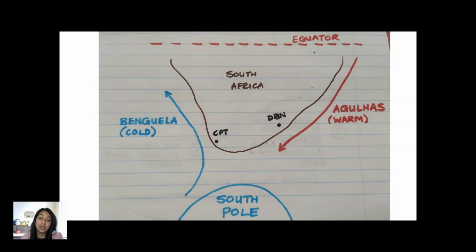Whereas on the Western Cape by Cape Town, we have the Benguela current, and that is a cold ocean current because it comes from the poles. We know that the poles are very cold, and so the water coming upwards from the South Pole is going to bring cold water with you. So if you're ever in Cape Town, be warned, the water is mighty cold.